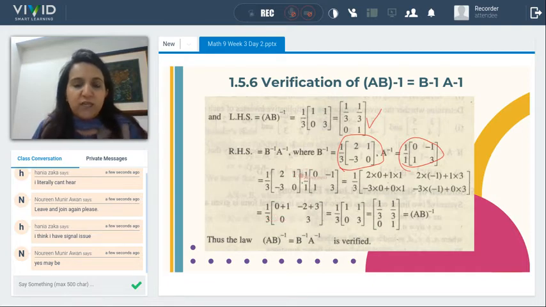Okay. Now multiplying the matrices. Row into column. First row, first column, first row, second column. Then second row, first column, second row, second column. We will get this. Then we divide again by 3 with every element and we will get this one. It means we have verified left hand side is equal to right hand side, in which (AB) whole inverse is equal to B inverse into A inverse. I hope this is clear.